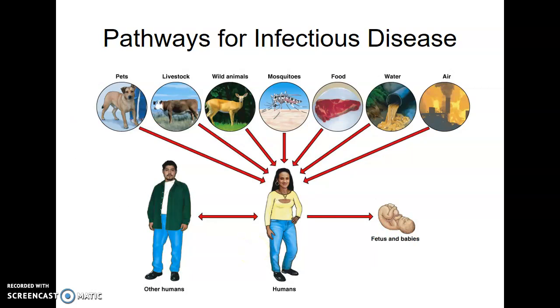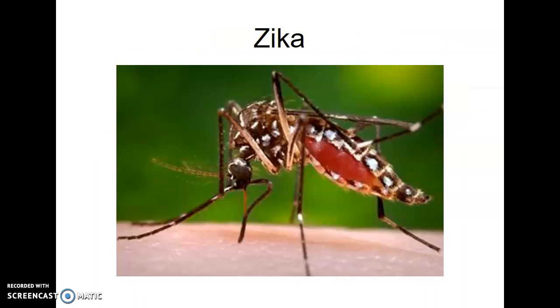So some pathways for infectious diseases, we have pets. Pets will bring infectious diseases to us. Livestock, wild animals, mosquitoes are big about this. Food, water, and air all can bring in infectious diseases. And then those could affect humans and other humans and even babies. So FYI on Zika.